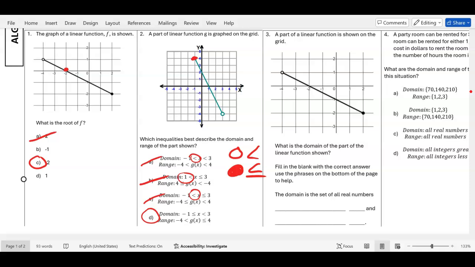Number 3. Now, the assignment from last couple of days, you have to write this verbally. So this is testing our verbal skills. It says, what is the domain? Don't we know that domain is left to right? So look right here. This is at -4. The far right is at +2.